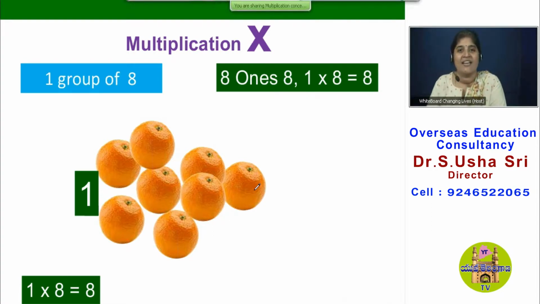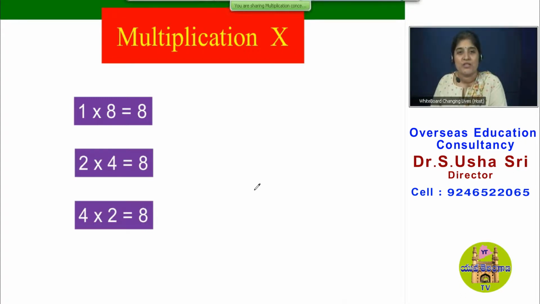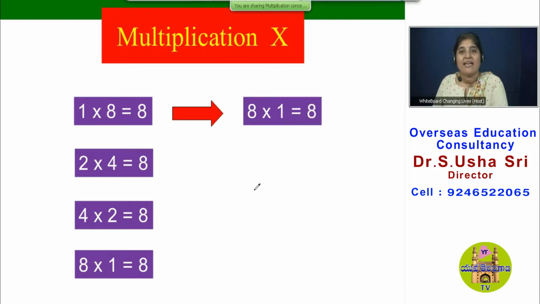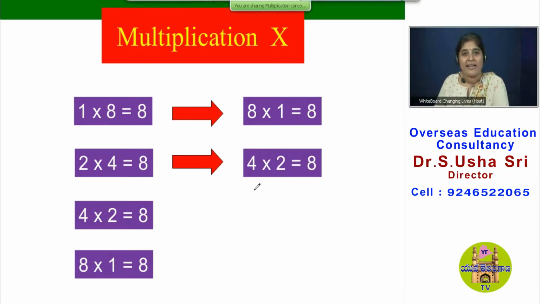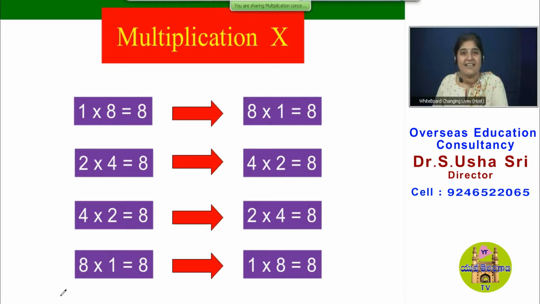So all together, let us see now how we can write them. 1 eight is 8. 2 fours are also 8. 4 twos are 8. And 8 ones are 8. So 1 eight is 8 can also be written as 8 ones are 8. So 2 fours are 8 is nothing but 4 twos are 8. And when we have 4 twos are 8, we can say the same as 2 fours are 8. And 8 ones are 8, we can even say 1 eight is 8. So with 8, we have formed these many groups.